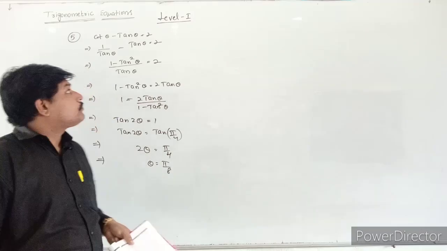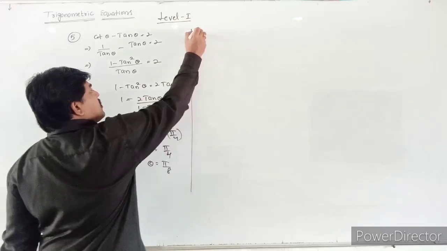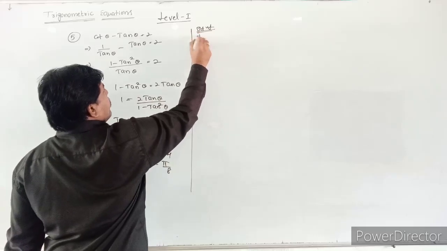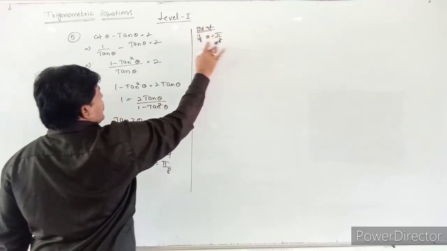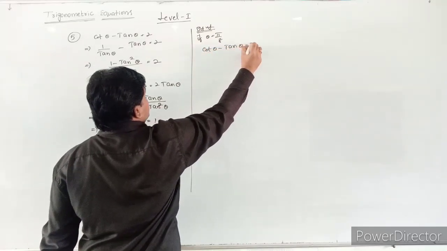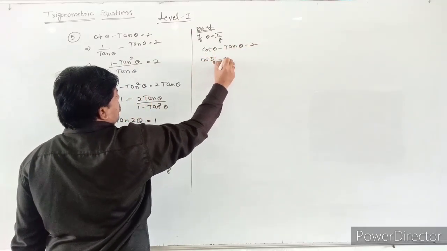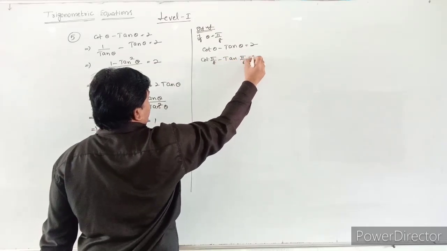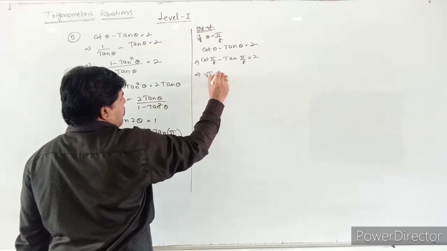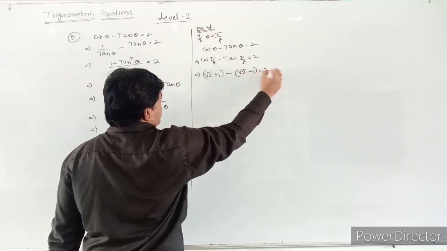See that question, students. Do you understand that? Otherwise, we can do it by verification also. By verification, I will take theta is equal to pi by 8, meaning 22.5 degrees. So cot theta minus tan theta is equal to 2. Cot pi by 8 minus tan pi by 8 is equal to 2. Cot 22.5 is root 2 plus 1, minus tan 22.5, which is root 2 minus 1, is equal to 2.